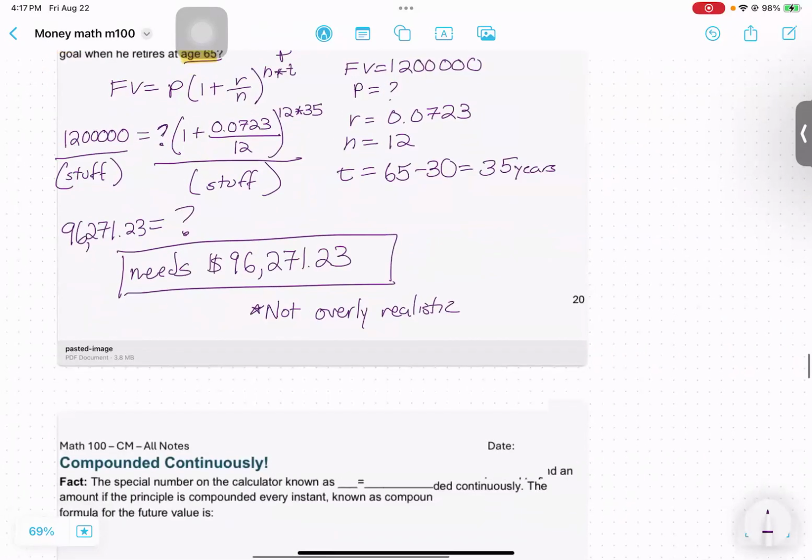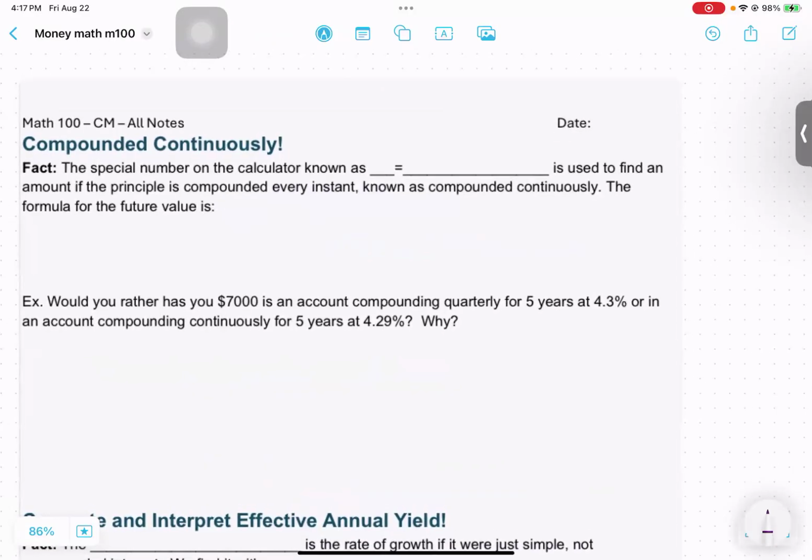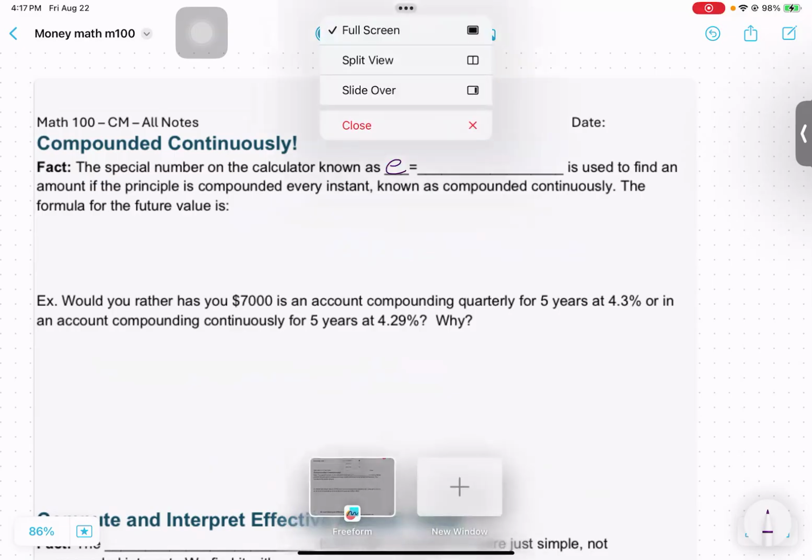Okay? The last type of compounding we're going to talk about is something called compounding continuously. So imagine if instead of daily, you went hourly. But even instead of hourly, you compounded every minute. But instead of every minute, even every second, if you could compound every single second, how much money would you have? This actually needs a special number known as e.